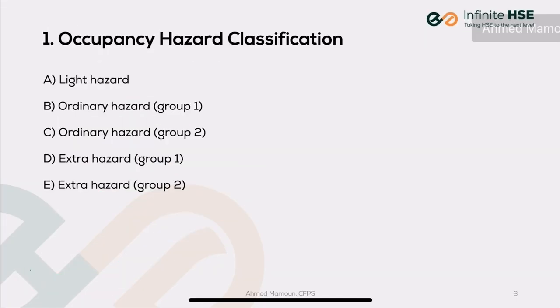First step, occupancy hazard classification. We already know that we have 3 hazard classifications: light hazard, ordinary hazard, and extra hazard. Ordinary hazard is divided into ordinary hazard group 1 and group 2. Extra hazard is also divided into extra hazard group 1 and group 2.